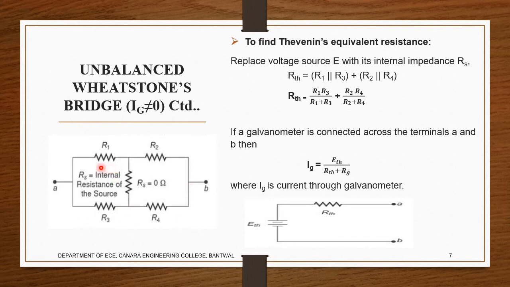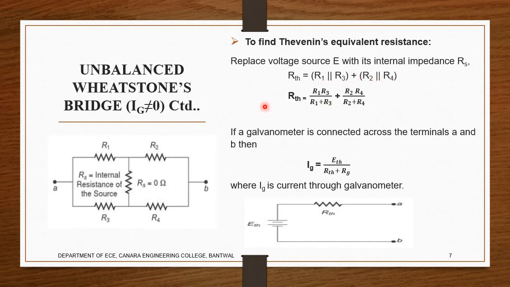So what is RTH, the Thevenin resistance? It is nothing but R1 plus, sorry, not R1 plus R3, it is R1 parallel to R3 because they are connected in parallel. Then here R2 parallel to R4. As the source impedance is 0, the junction or the node will be 0 here, so the two combinations will be in series. Here they are connected in parallel, here also in parallel, and both are connected in series.